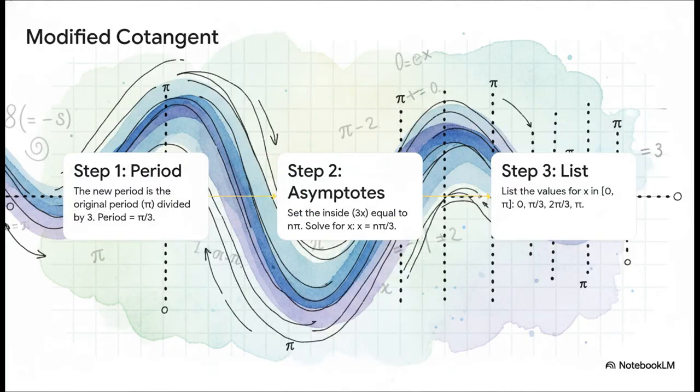First up, the period. You take the original period, which is pi, and you divide it by whatever that number inside is, in our case 3. So the new period is pi over 3, easy enough.